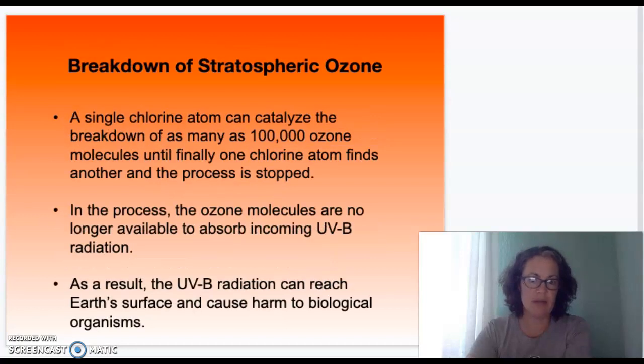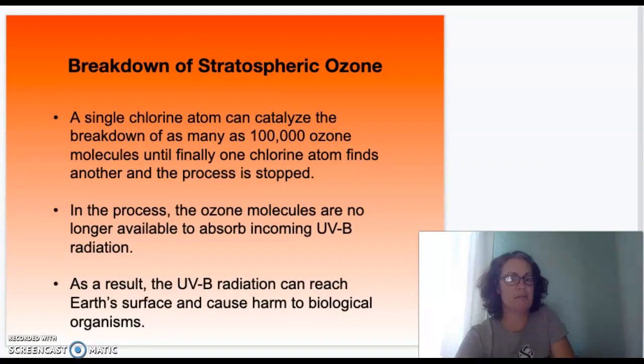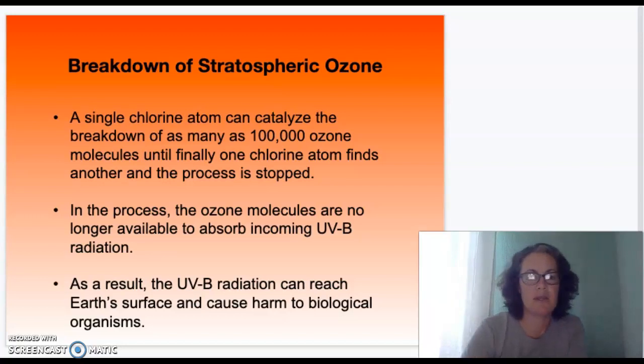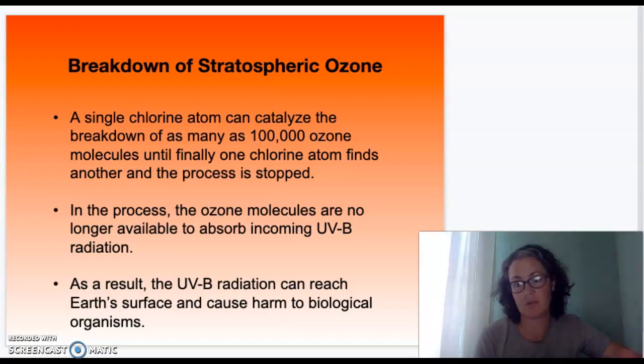A single chlorine atom can catalyze the breakdown, and here's the danger of it: UV was the catalyst for the breakdown of O3, whereas chlorine is actually a catalyst of the breakdown of O3. And it can break down as many as 100,000 ozone molecules until finally one chlorine atom finds another and the process will stop. So it'll be Cl2, it'll be bonded, but until then it's going to break down all of these ozones and pull them out of that process.